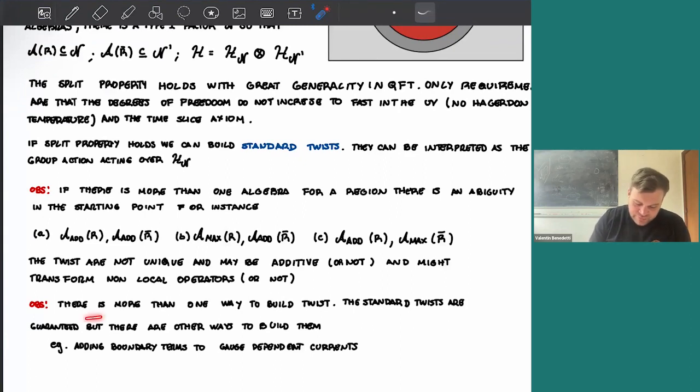Another important thing is that there is more than one way to build twists. The standard twists are always guaranteed to exist when we have the split property, but we can build twists in some ways that are, to me, easier for physicists. Namely, if we have another current that is not gauge invariant, we can define a twist as the integral of this non-gauge-invariant current inside the region, and then add some boundary terms to make this charge operator gauge invariant. But it does not require going through all this construction.